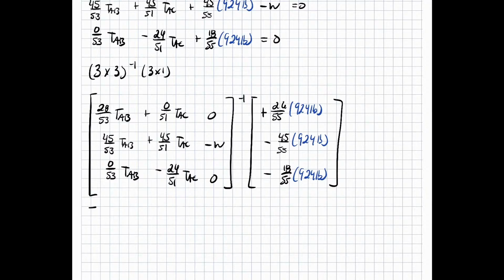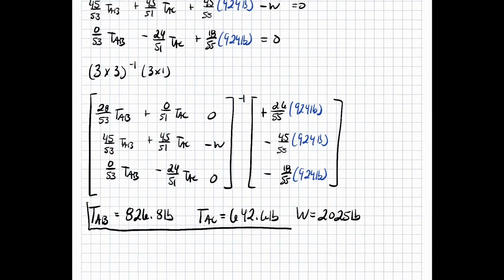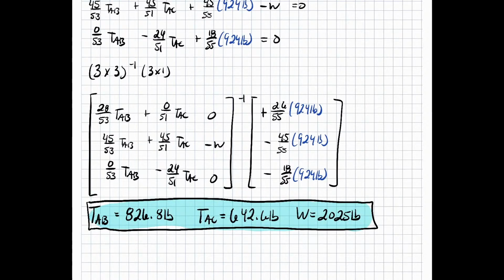So moving on, this comes out with tension AB is equal to 826.8 pounds. Tension AC is 642.6 pounds, and the weight is 2,025 pounds due to this matrix. Now the actual one in the book values is 2030, and I'm just going to assume that to be probably a rounding error. Everything that I've used is without rounding, so this should be right, but this will get you a full credit of the problem anyway.